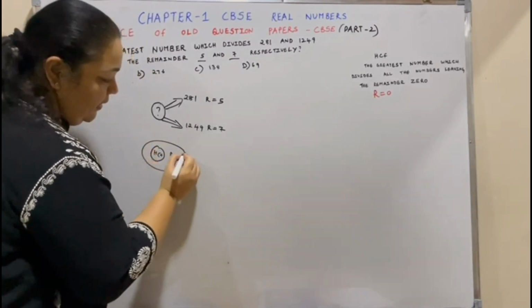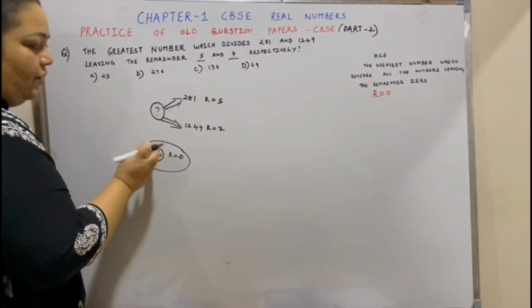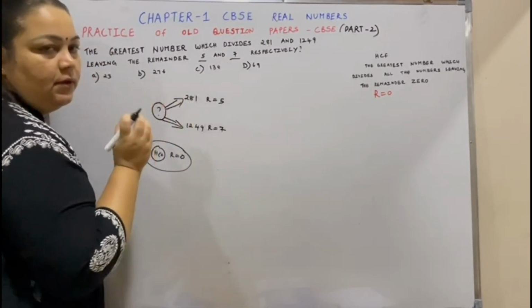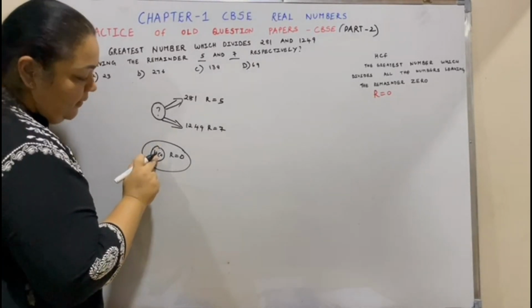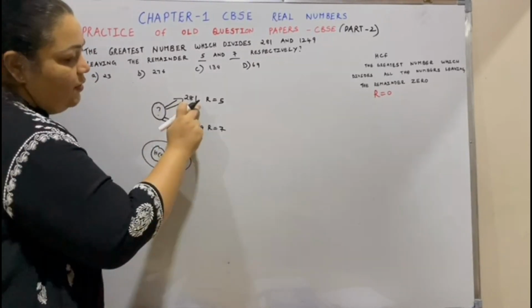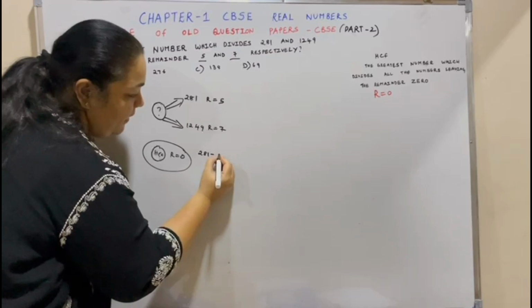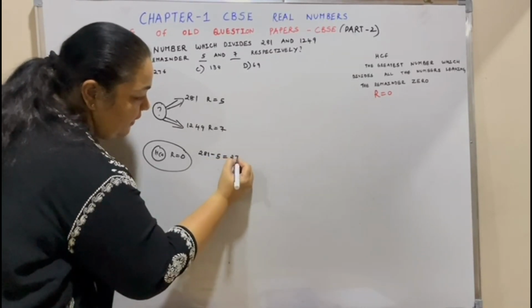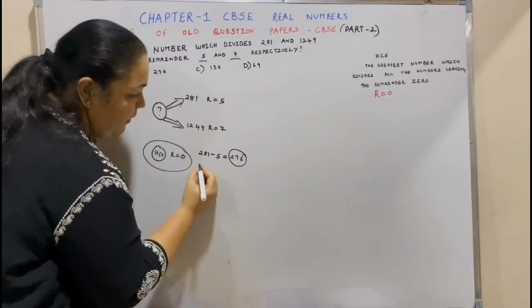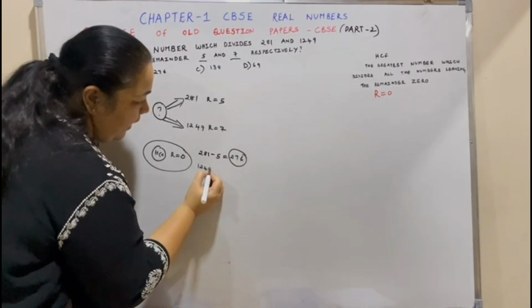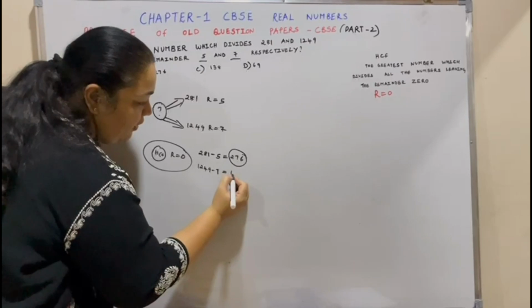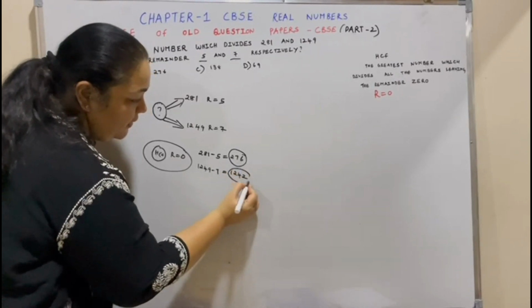This is the rule if you want to find out the HCF. So what can we do to get the HCF? When we subtract 5 from 281, you will get 276. So we got the first number. And 1249, when we subtract 7, we get 1242. So we got the second number.